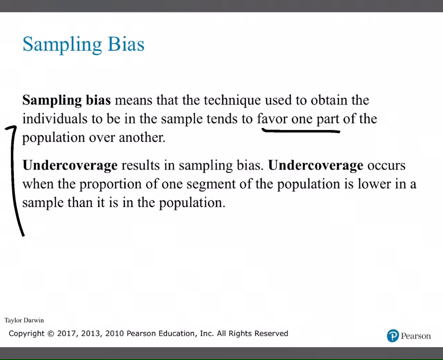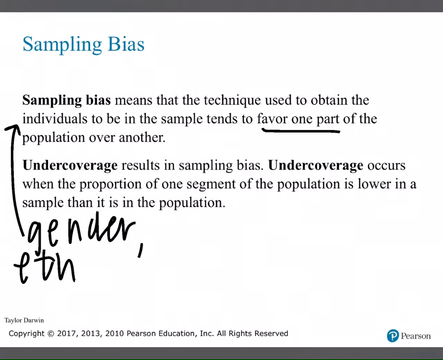This can happen, maybe we favor one gender over another, maybe ethnicity, maybe we favor age, so you have to be careful about that. And kind of hand in hand goes undercoverage, and it also is a result of sampling bias. It occurs when maybe some part of the population isn't represented.